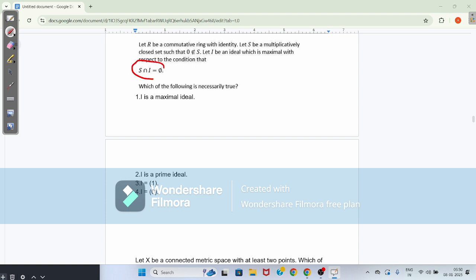This part, when these two intersect: R is a commutative ring with unity, S is a multiplicative set and 0 does not belong to S. I is an ideal. Then what is maximal with respect to this condition? When the intersection of these two sets is empty, then it need not be a maximal ideal, it becomes a prime ideal here. So 2 is the correct option here. 1 is also given, it has an element 0, it also confirms that it has an element, so it is a prime ideal here.